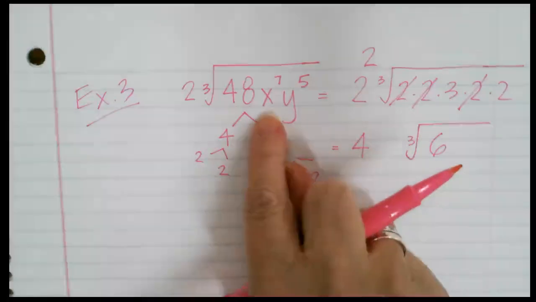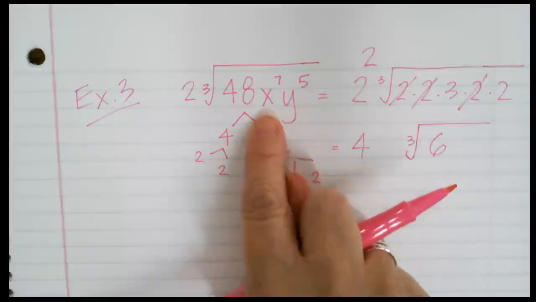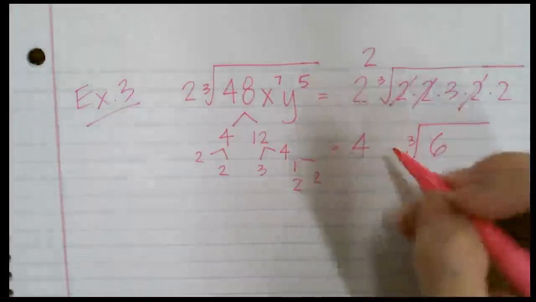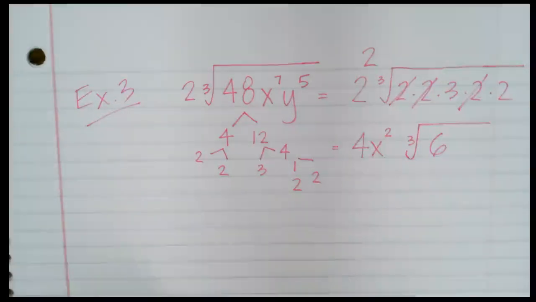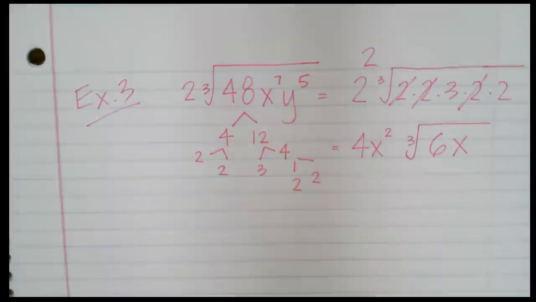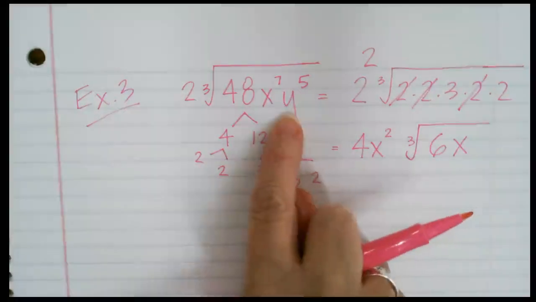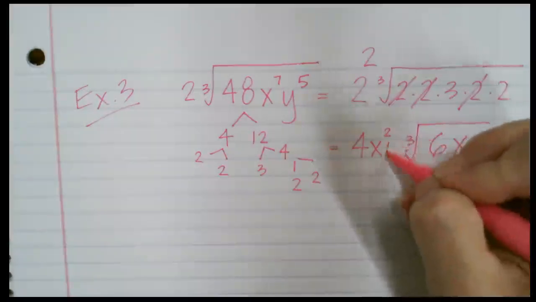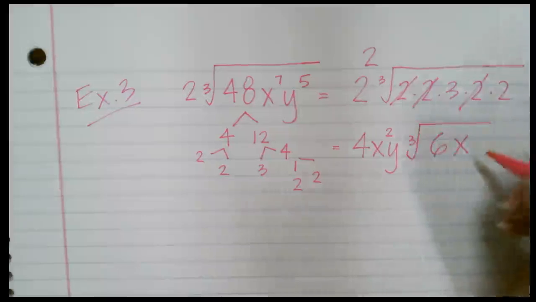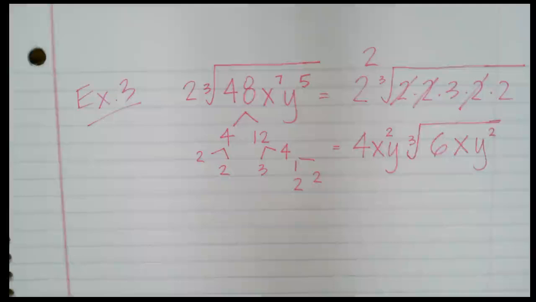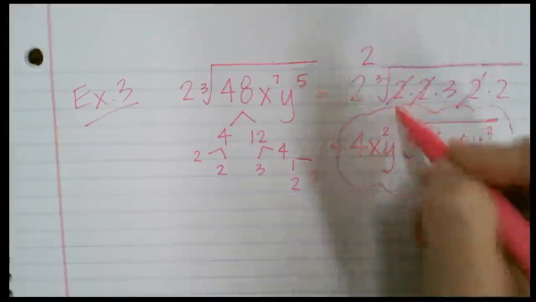Now we're going to look at the variables. Remember, we have to take them out in groups of 3. I'm going to look at x to the 7th. How many groups of 3 could I make? Hopefully you recognize that I could make 2 groups of 3 and I would have 1 x left over. When I go to y to the 5th, how many groups of 3 could I make? Well, I could make 1 group of 3 and I would have 2 y's left over. So that is my solution.